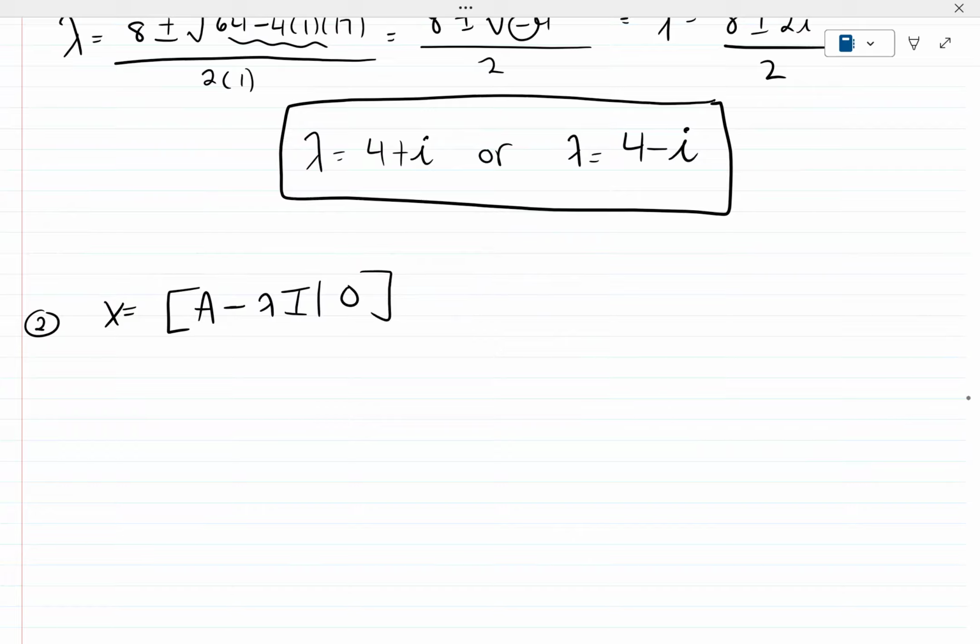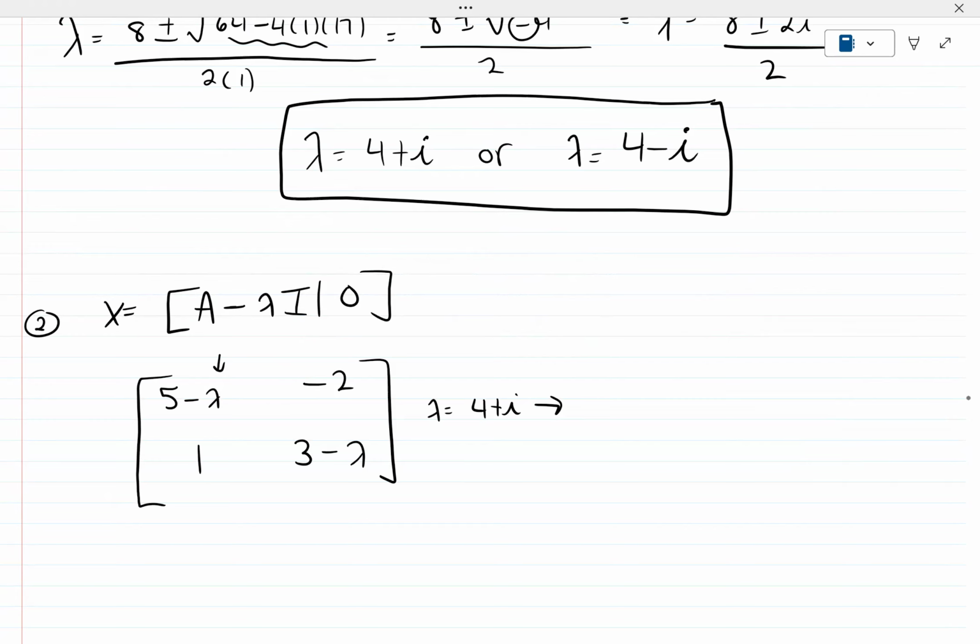So you set it up like this. The diagonals are 5 minus lambda and 3 minus lambda, this is 1, and this is negative 2. Now, let's plug in lambda equals 4 plus i. You just replace lambda with 4 plus i, and you get 5 minus (4 plus i), this is negative 2, augmented with 0. And then this is 1, and it's 3 minus (4 plus i), augmented with 0.